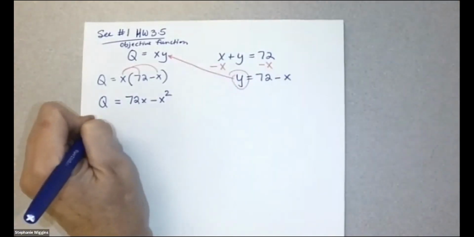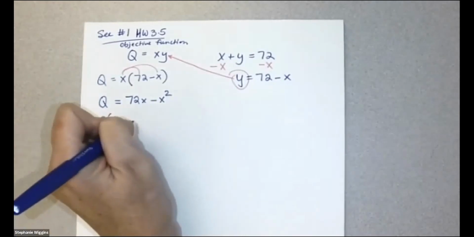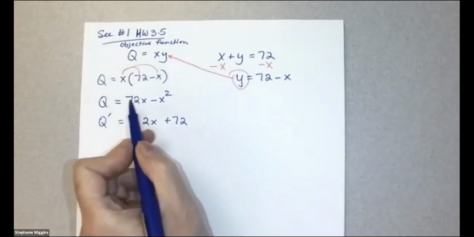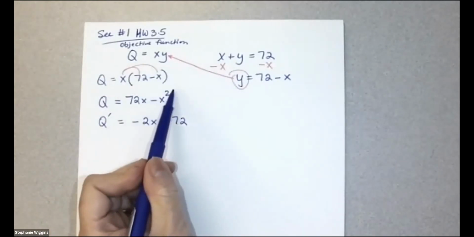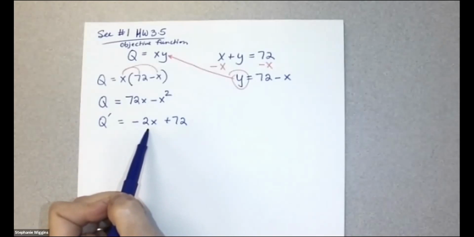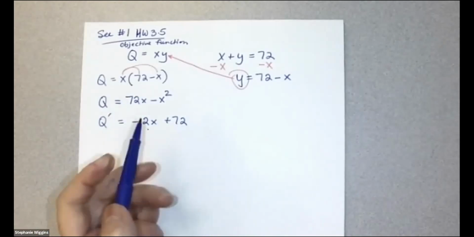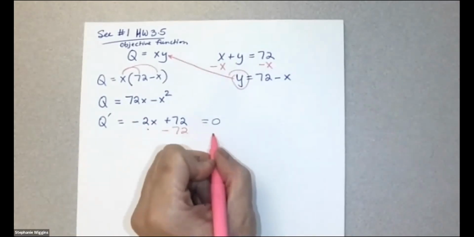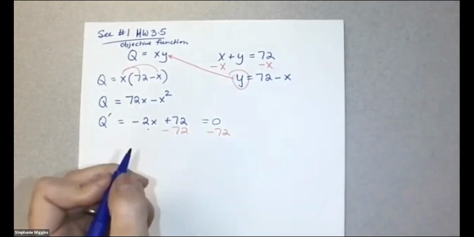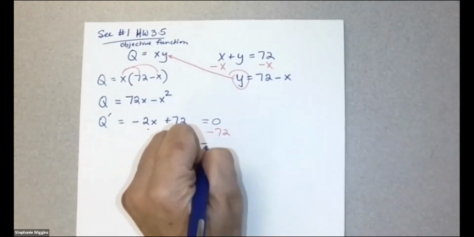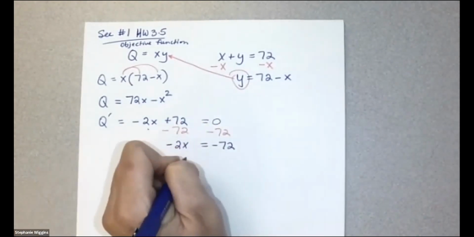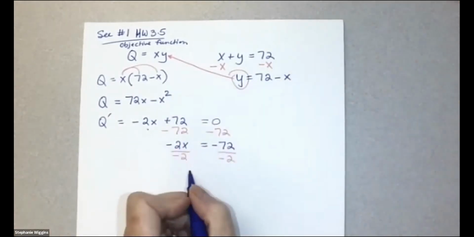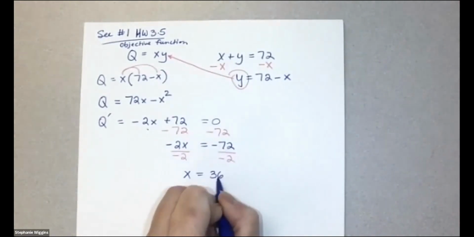And from this, finding the first derivative, we get negative 2x plus 72. I just kind of swapped the order. So I differentiated this term first to get the negative 2x, and then I differentiated this term to get the 72, set it equal to 0. Now I'm going to subtract 72 from both sides of my equation, and I get negative 2x equals negative 72. So dividing both sides by negative 2 gives me x equals 36.